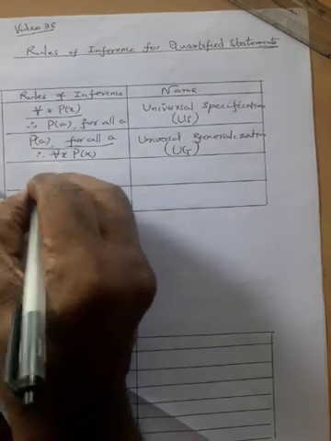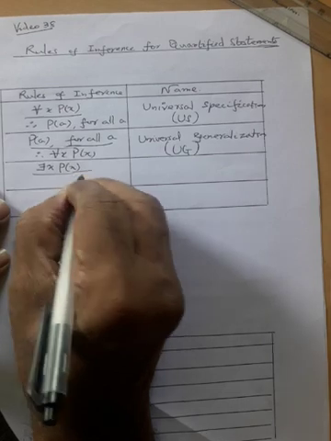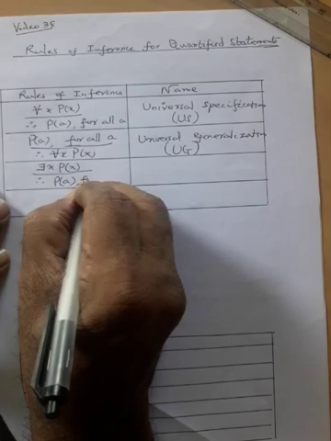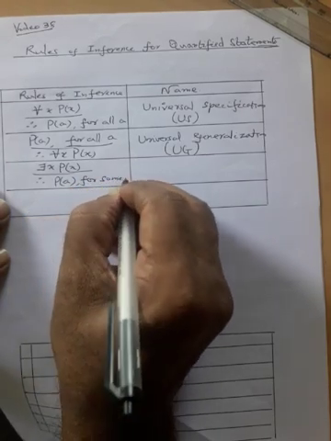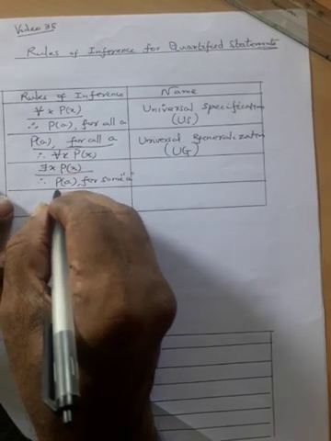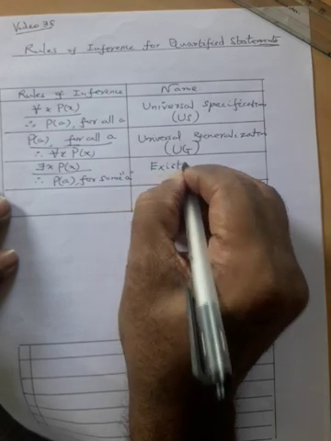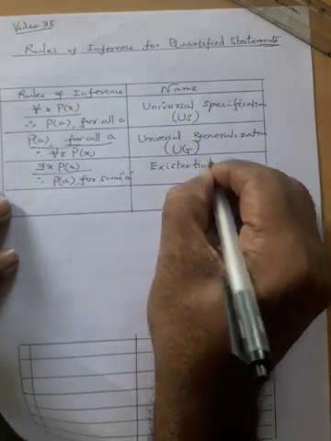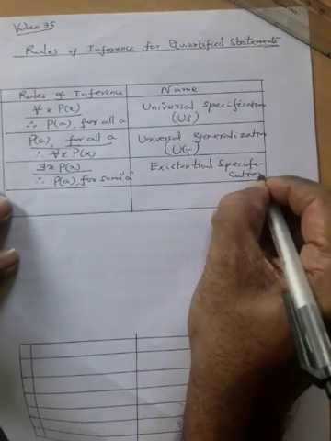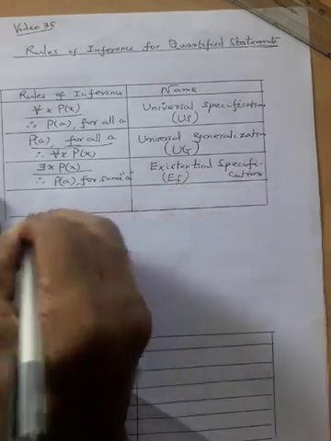Similarly, there exists x P of x. If we have this, therefore the conclusion is P of a for some a, at least for one a. This is existential specification, abbreviated as ES.